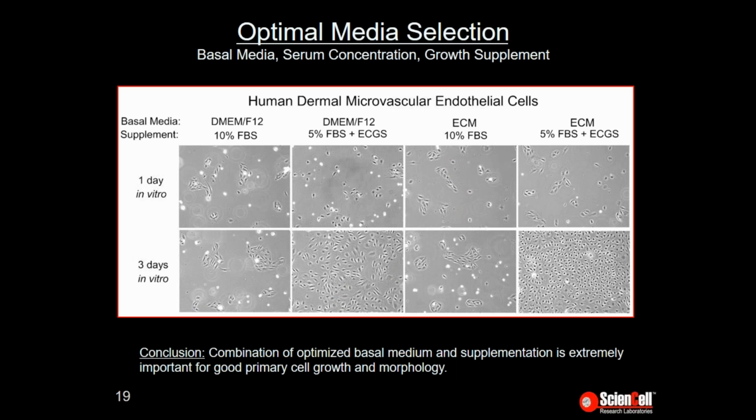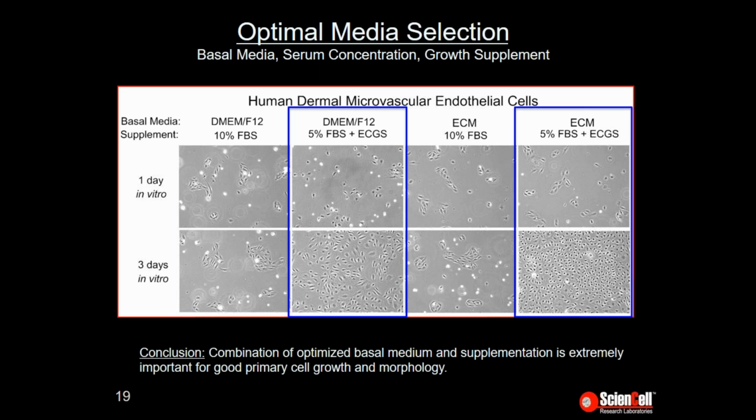So here I'd like to demonstrate how choosing the right basal media and supplementation can really make a difference in your primary cell cultures. To illustrate this point, we chose a challenging cell type to culture, primary human dermal microvascular endothelial cells. We looked at their growth in DMEM F12, which is already a very supportive basal medium, and compared it to our specialty media that's optimized for endothelial cells, known as ECM. We also compared these basal media with higher serum levels at 10% versus lower serum levels at 5% in combination with our endothelial cell growth supplement.